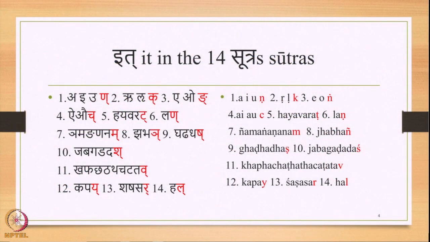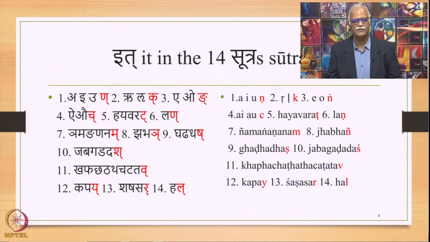So on this slide we have 14 sutras mentioned, and all the final sounds of these 14 sutras, which are termed it, are marked in red. So, ṇ in the first sutra, k in the second sutra, ṅ in the third sutra, c in the fourth, ṭ in the fifth, ṇ in the sixth, m in the seventh, ñ in the eighth, sh in the ninth, sh in the tenth, v in the 11th, y in the 12th, r in the 13th, and l in the 14th. These 14 sounds are termed as it.